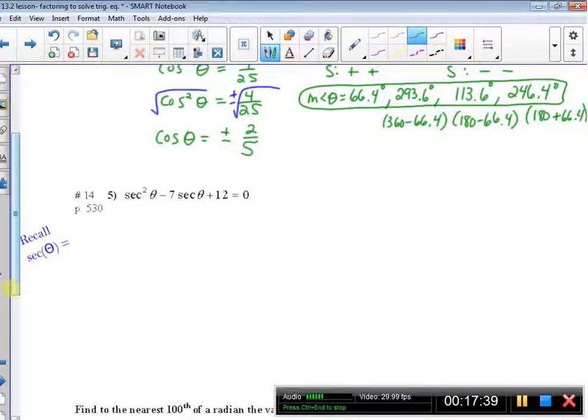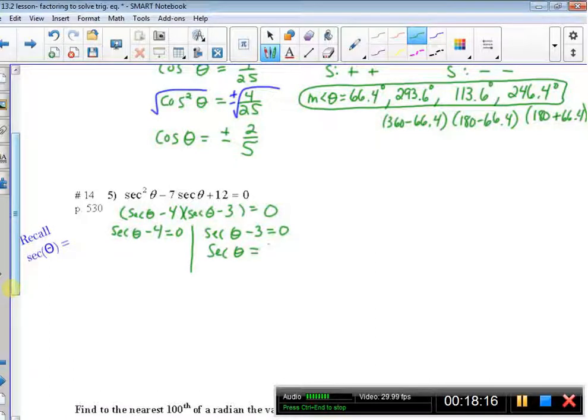All right, so I'm going to think of this as x squared minus 7x plus 12, and I'm going to factor. And I'd get secant theta, the way to have x and x. And I'm looking for two numbers that multiply to 12 that add to negative 7. So let's see, that would be negative 4 and negative 3. So I would have secant theta minus 4 equals 0, and secant theta minus 3 equals 0, which gives me secant theta is equal to 3, and secant theta is equal to 4.